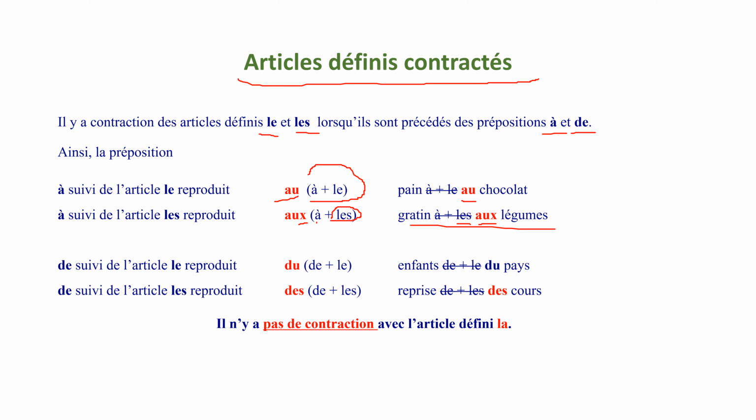And the same thing for du and des. De plus le gives you enfant du pays. You don't say enfant de le pays, mais enfant du pays. And when it is DES, which is a plural form, we say reprise des cours. Now keep in mind there is no contraction when the definite article is la.